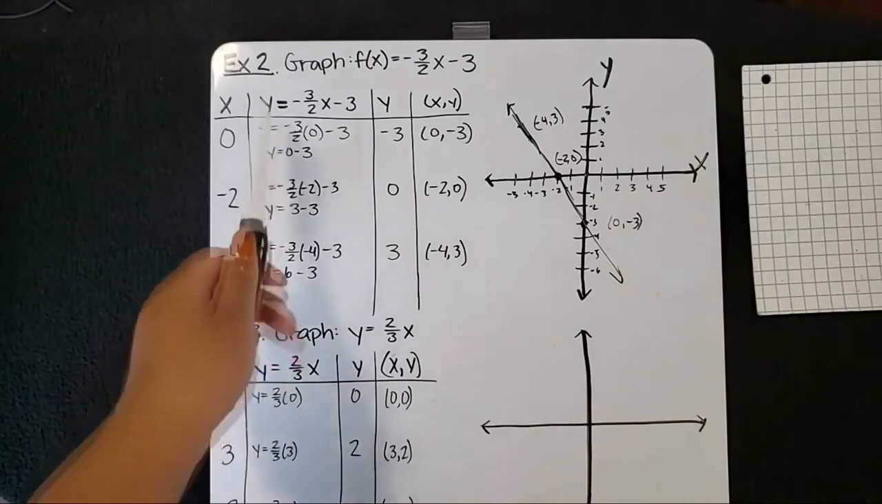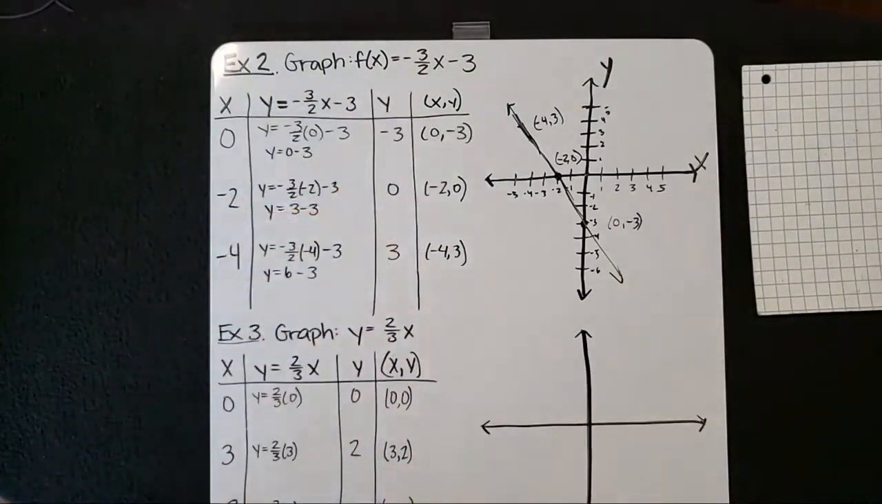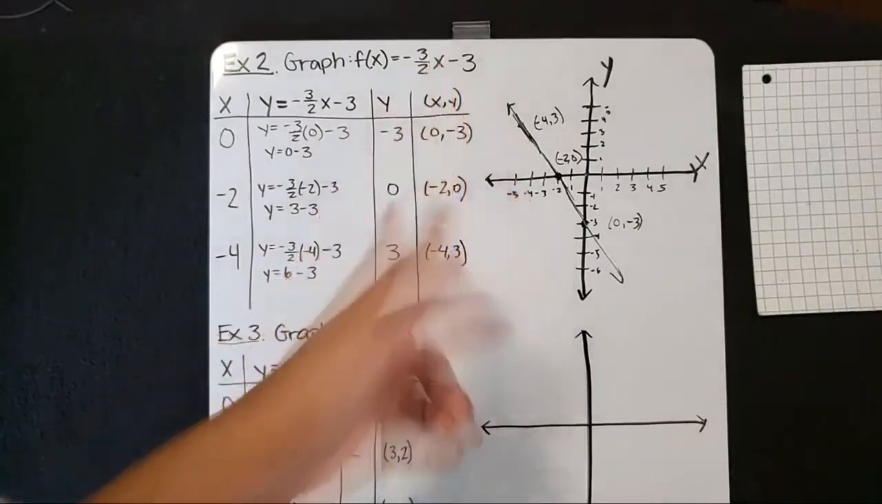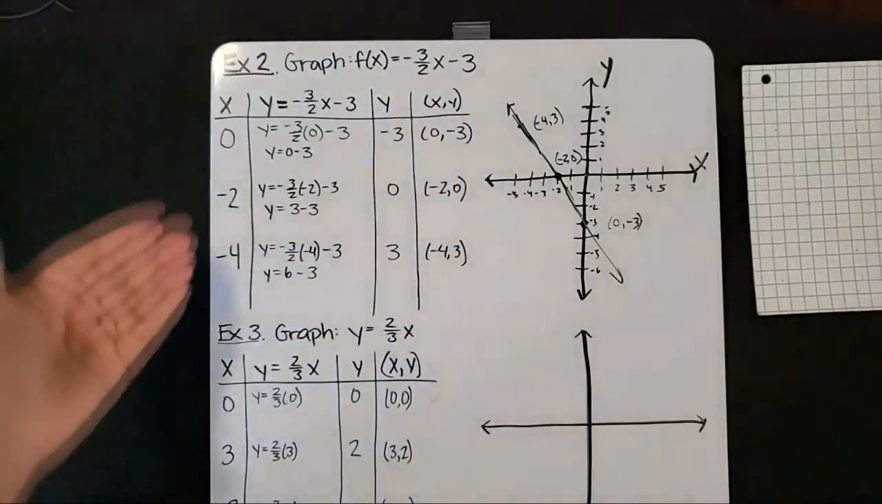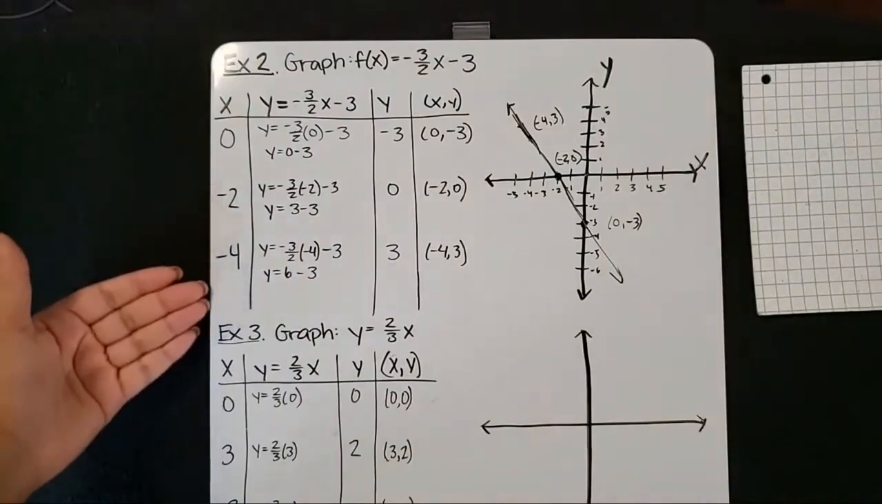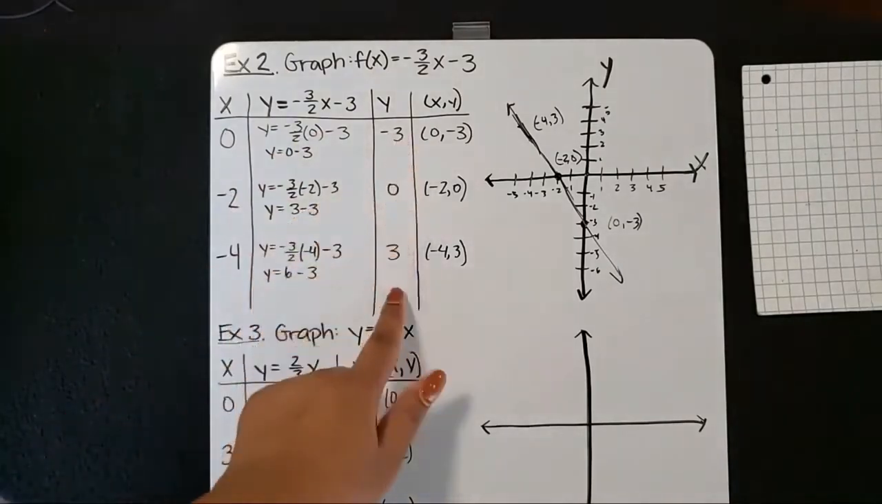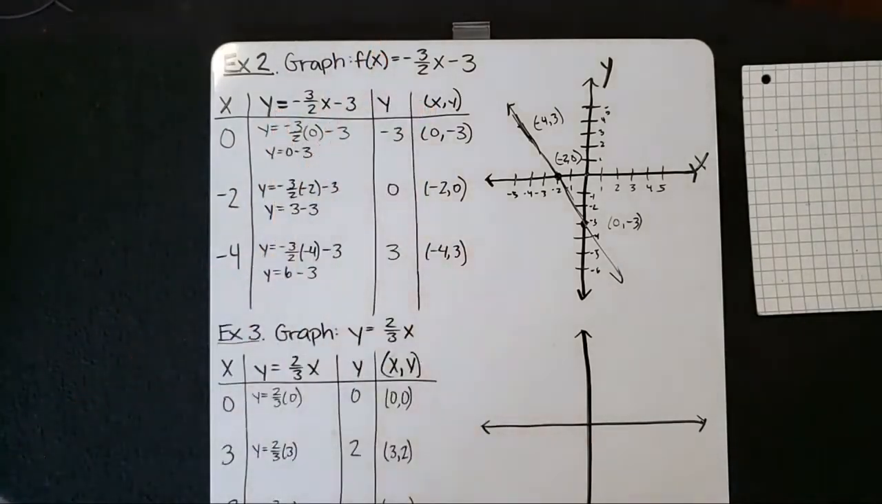So example 2, they asked us to graph f of x equals -3/2 x minus 3. And we did that by doing 3 points. In order to do that, we have to pick 3 x's, preferably 0 and 2 multiples of our denominator, if we have a denominator. And we did 0, -2, and -4. We plugged those in for x, and we solved for our 3 y's, and that's what made our coordinates.